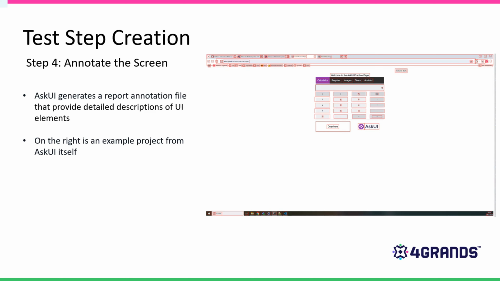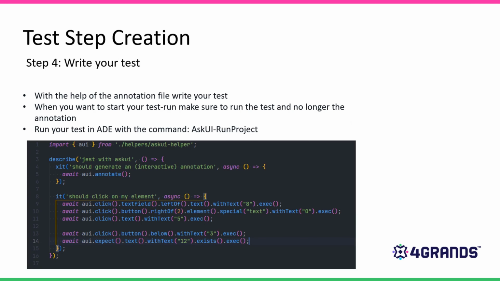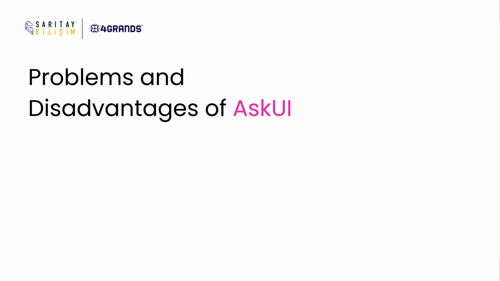On the right, you can see an annotation file for the AskUI calculator example web application. With the help of the annotation file, you can write your test scripts in TypeScript code. When you are done with your test script, you can run it with the same AskUI run project command. But make sure to have deactivated the annotation method, since it will run again if not. When executing tests, you once again need to make sure that only the test application is in focus.